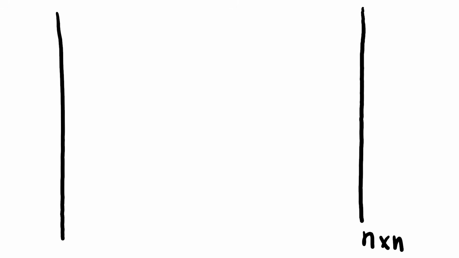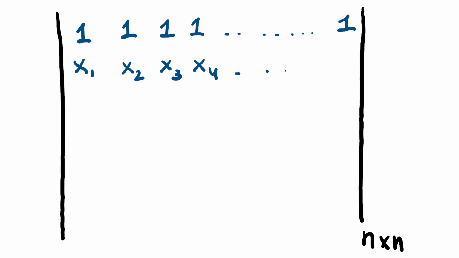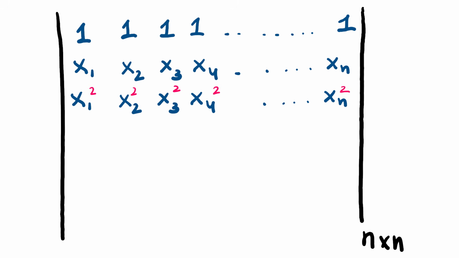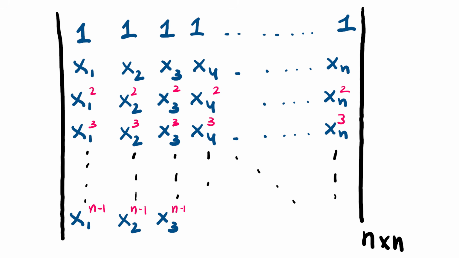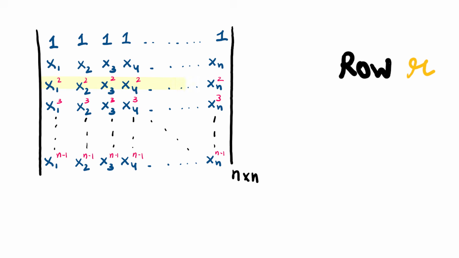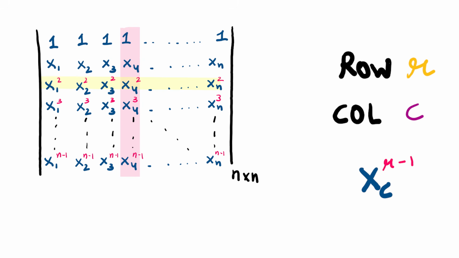It is the determinant of an n by n matrix. In the top row, we put all ones. In the second row, we put the variables x1, x2, x3 until xn. In the third row, we put squares of those variables. In the fourth row, we put cubes of all the variables. And we keep increasing the power of the variables in each row until we put the n minus 1 powers of each variable in the nth row. So the entry in row r and column c is xc to the power r minus 1.